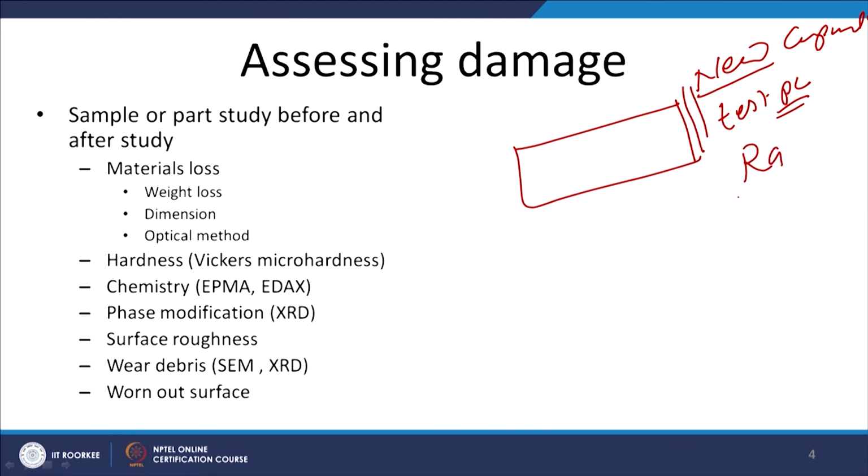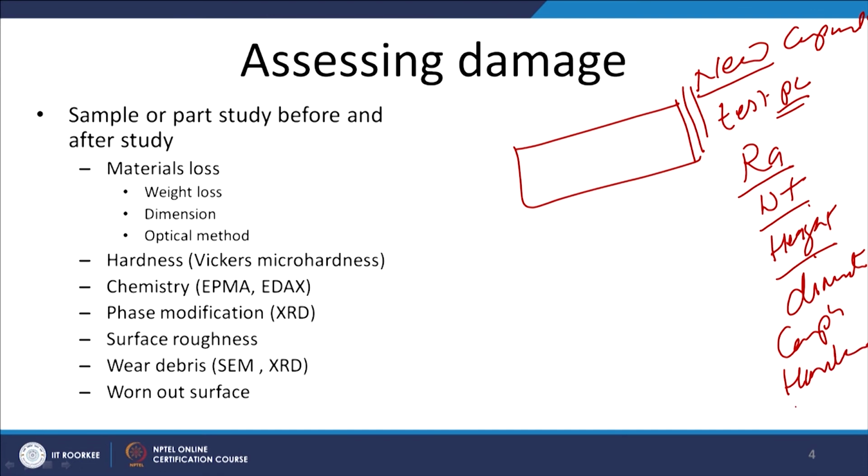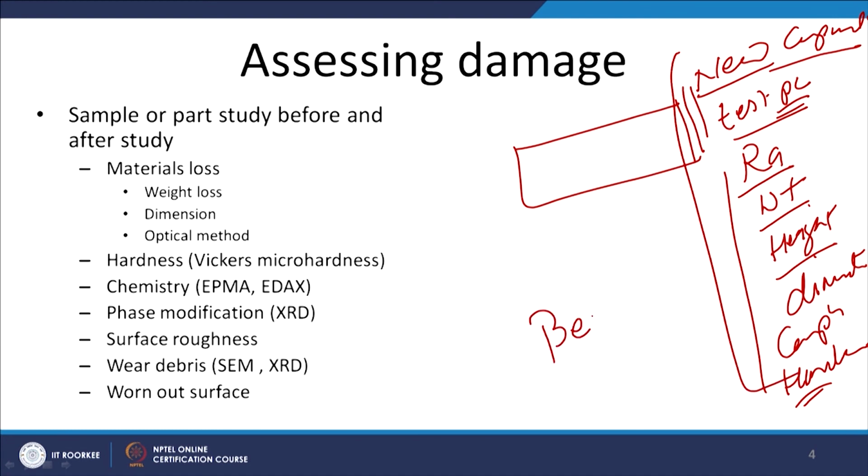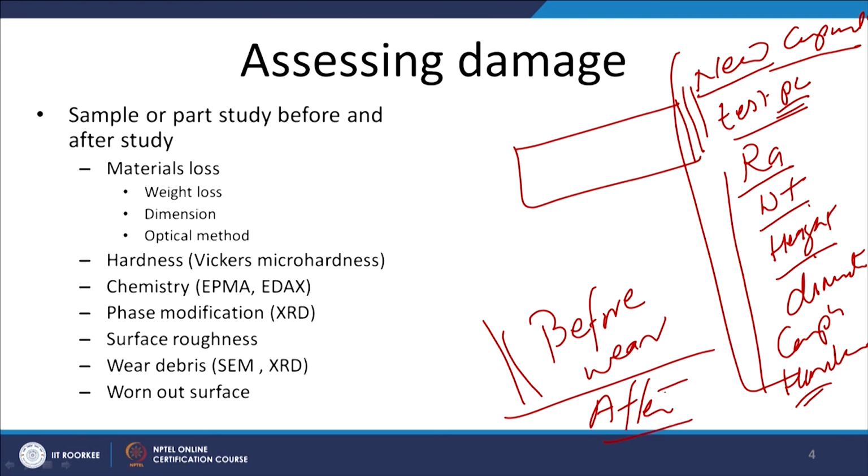It may be in the form of roughness, it may be in terms of the weight, it may be in terms of the height or a particular dimension of the component, it can be the diameter of the component which is being considered, it may be chemistry, it may be surface hardness of the component. So what are the characteristics of the new component or the test piece? So new component means before wear, what are the properties, and after the component is subjected to wear, what are the properties, what are the changes in these properties that are taking place.